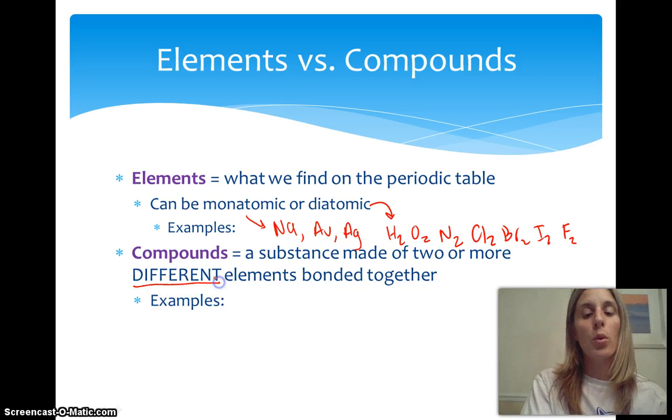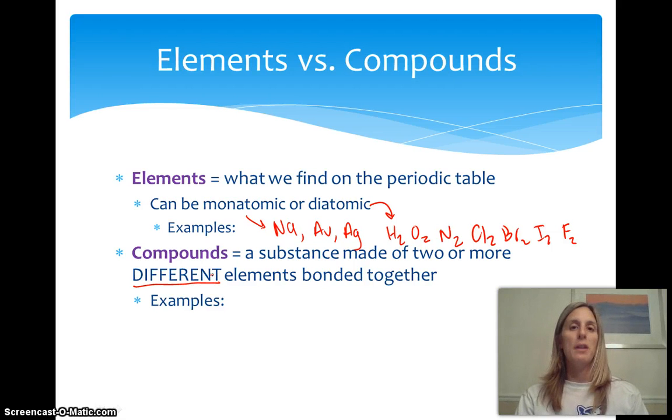What a compound is going to consist of is two or more different elements. And this is the important part of that definition, the word different. If you have H2, you have two atoms, but they're the exact same element. So it's not a compound, it's an element. In order for it to be a compound, it must be at least two different elements stuck together.